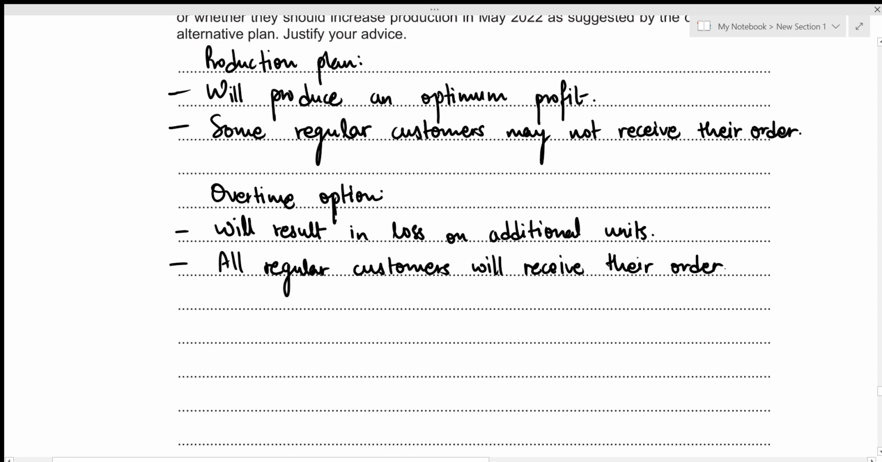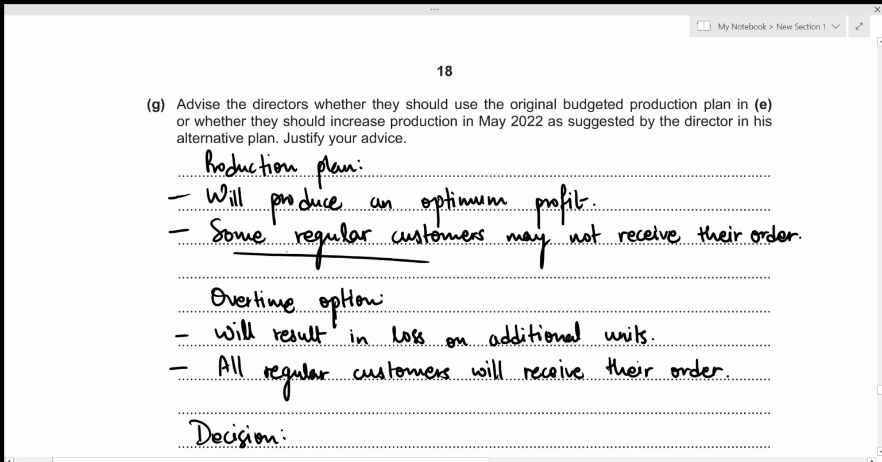So now we need to make a decision based on these factors. If we follow up with the production plan, we can see that some regular customers may not receive their order, which means that those customers might move towards our competitors and seek their required products from them. And in the coming months as well, they could continue purchasing from our competitors rather than our business, right? So that is a major loss to our business. But if we follow up with our overtime option, we will have to bear some sort of loss, but this loss will be covered up by the profit that we will be able to achieve in June 2022. So in my opinion, the directors should use the alternative plan.